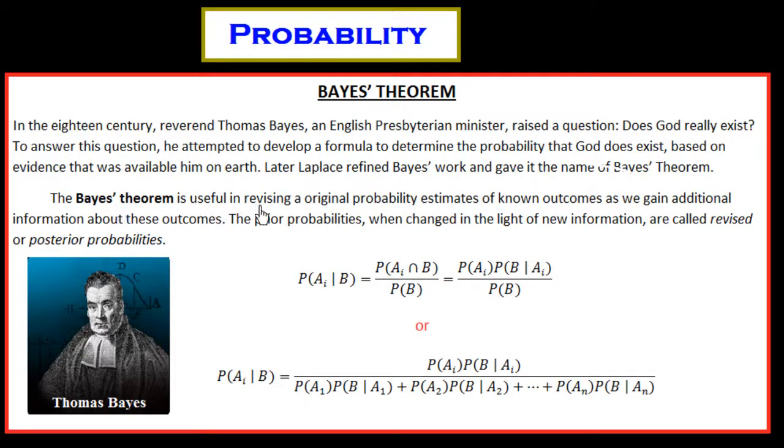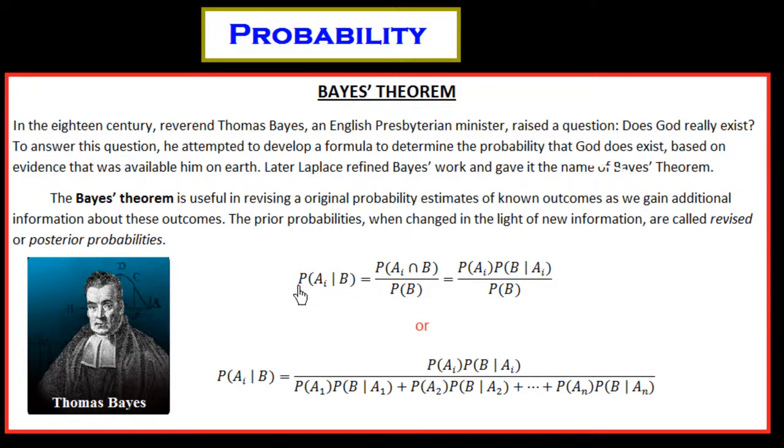Bayes theorem is useful in revising original probability estimates of known outcomes as we gain additional information about these outcomes. The prior probabilities, when changed in the light of new information, are called revised or posterior probabilities. In other words, a method to compute posterior probabilities is called Bayes theorem. Basically, it is an extended form of conditional probability.